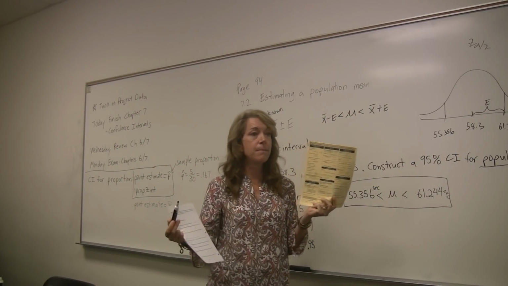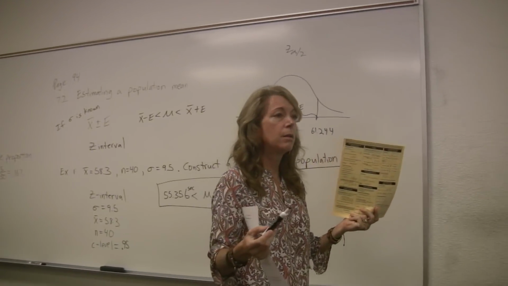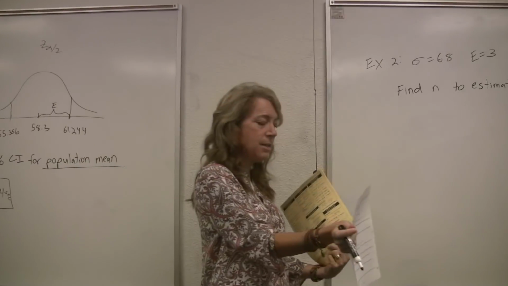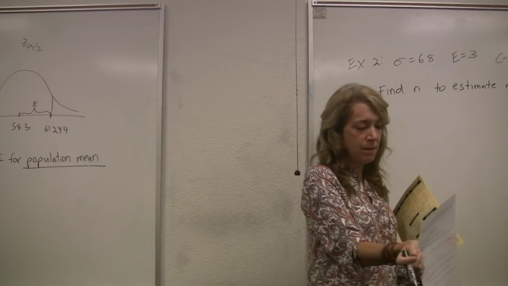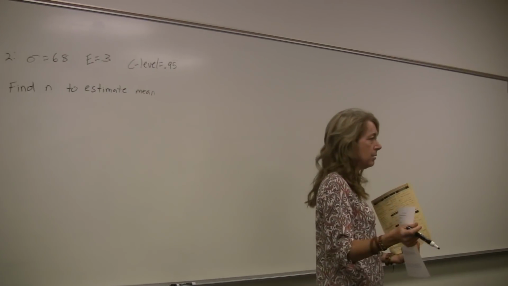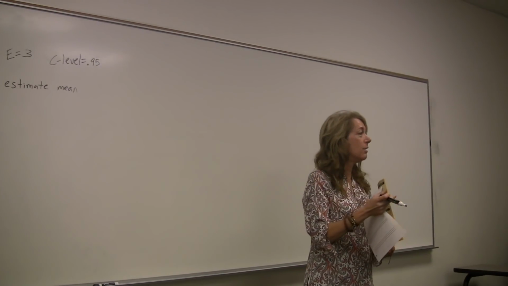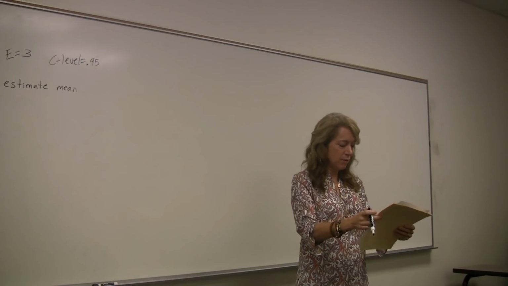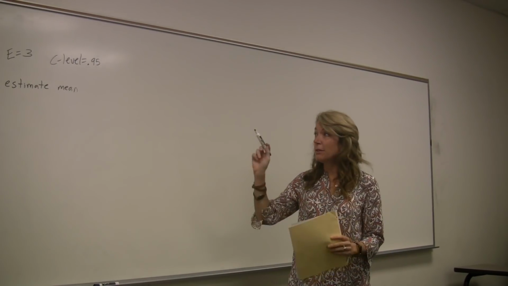Yes, ma'am? I'm confused on how it's asking for N. Because it says how many adults must be selected. Because they're going to take some people. Never mind, I was looking at the bottom part. Oh, okay, you're looking at the wrong one? Okay, yeah. So I'm on example 2.